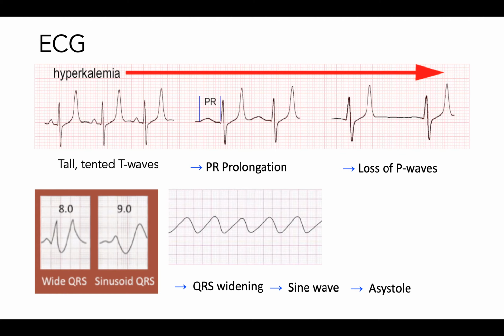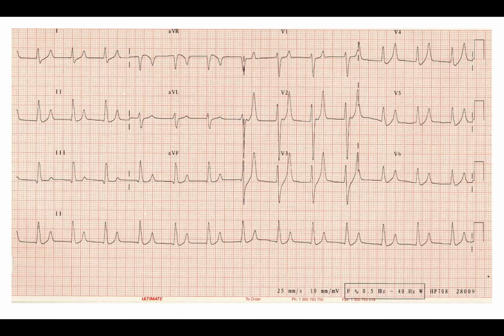Which is often also the rhythm strip. So armed with that knowledge, let's take a look at a proper 12 lead. What can you see here? Well, if you look in V2 all the way through to V4, you can appreciate these big, tall, peaked T waves, which we mentioned. So these are the first changes that you'll notice in hyperkalemia.